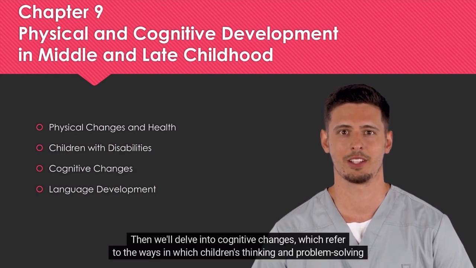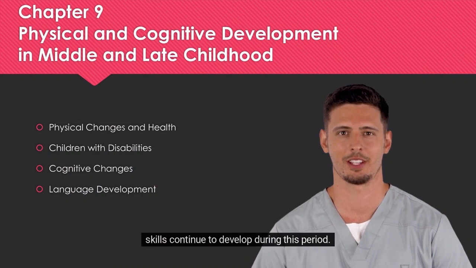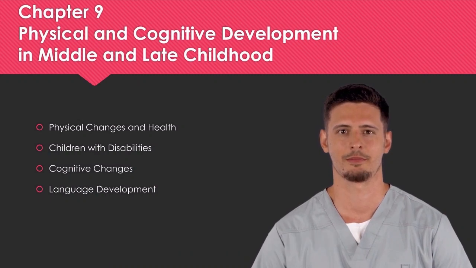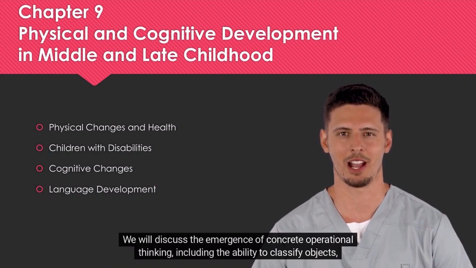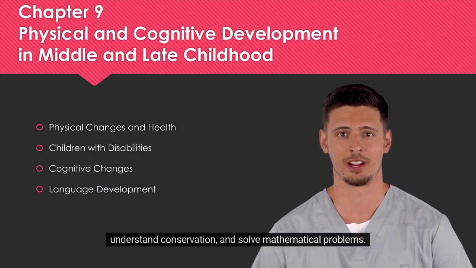Then we'll delve into cognitive changes, which refer to the ways in which children's thinking and problem-solving skills continue to develop during this period. We will discuss the emergence of concrete operational thinking, including the ability to classify objects, understand conservation, and solve mathematical problems.